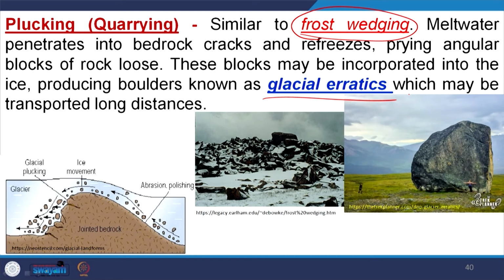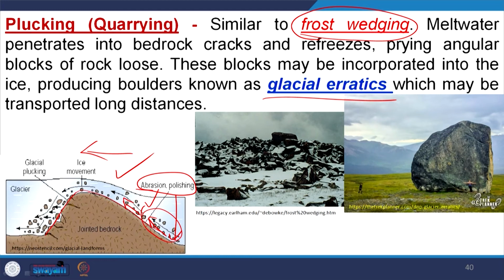So, plucking. If you remember our last class, we were talking about compressional flow and extensional flow. Here these are the glacier movement directions, and we have patches of bedrock exposure. Here there will be compression, and due to compression there will be erosion and abrasion. So, abrasion or polishing, and mostly the glacial striations are very well developed at this part.